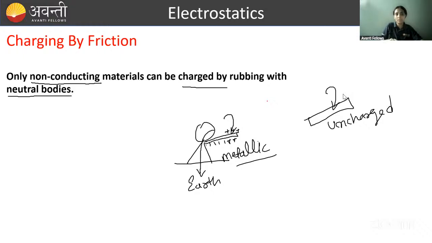Condition is that the body should be non-conducting. If it is conducting, charge won't be able to stay on that particular body because through you it will get transferred to earth. Okay, I hope it is clear. Everyone clear with this point?